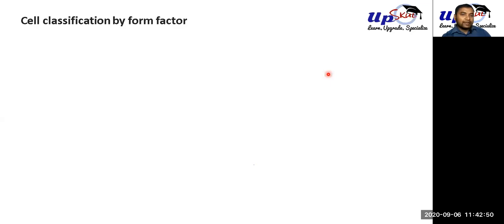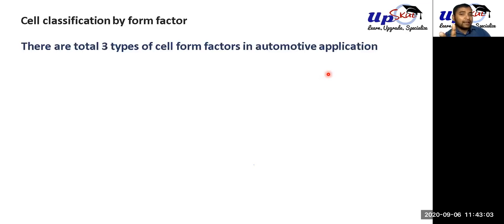Now, cell classification by form factor. There are batteries in different shapes and sizes, and different companies also use different types of battery. So first, the very famous ones. Only three types of shapes and sizes are used in cars. There are other shapes and sizes, but those are in other applications, like in a watch, where you have seen a battery that is thin like a coin.